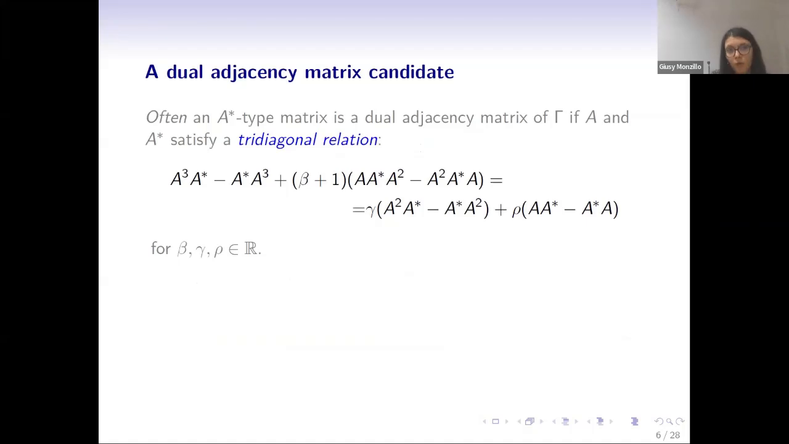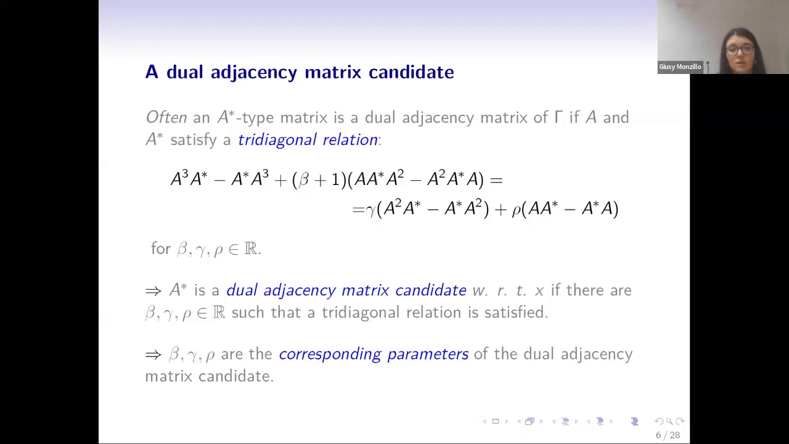So this is what you observe. Often, a matrix of type A star is a dual adjacency matrix of gamma with respect to some vertex X if, together with the adjacency matrix A, it satisfies a so-called tridiagonal relation that has this kind of shape, where there are some real parameters beta, gamma, rho. So in such a case, if there is such a matrix, we say, by definition, that A star is a dual adjacency matrix candidate with respect to X. And we will call these numbers beta, gamma, rho the associated parameters of the dual adjacency matrix candidate.